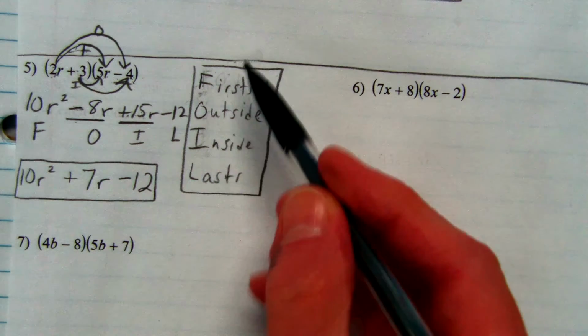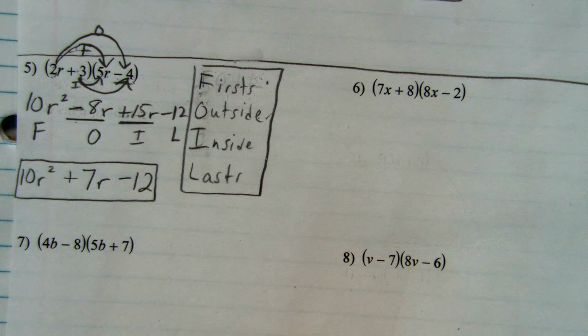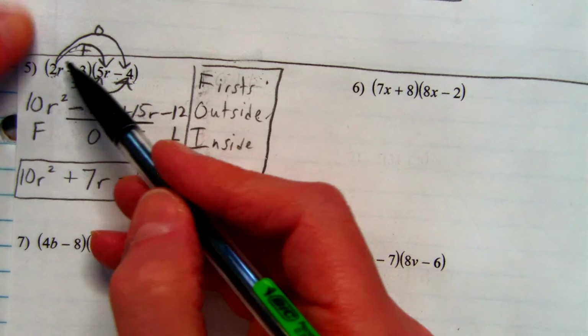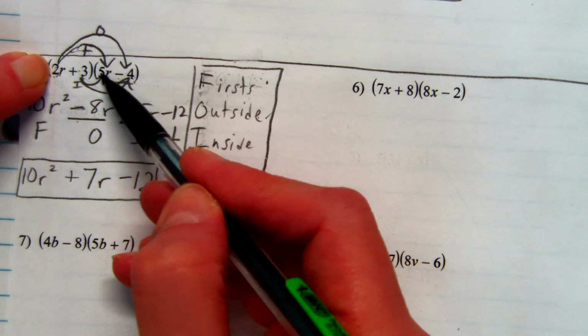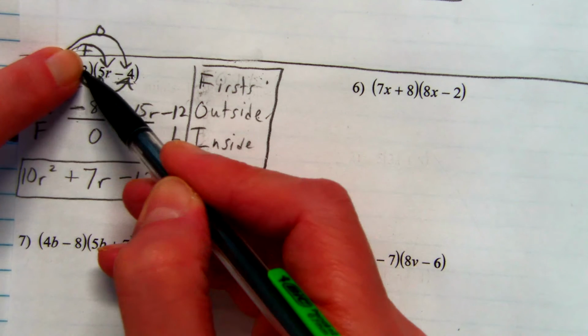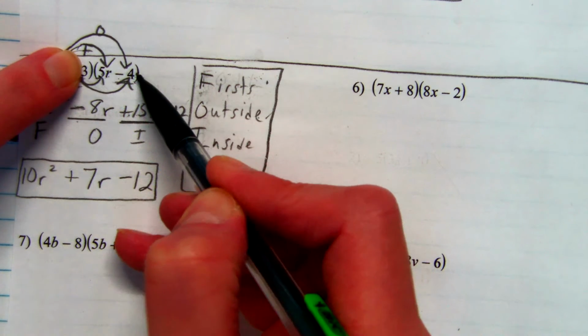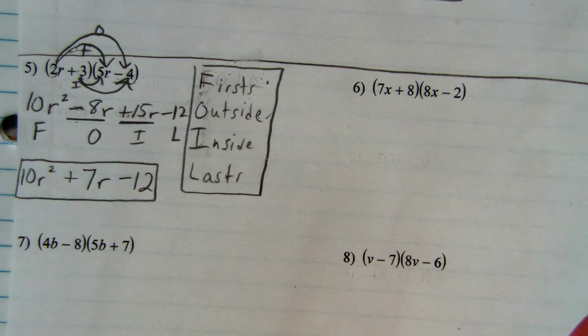So FOIL is one way to remember. Another way to remember is that you're going to take this number times both of these and this number times both of these. Some people prefer just to think of it that way. So it's whatever's going to work for you.